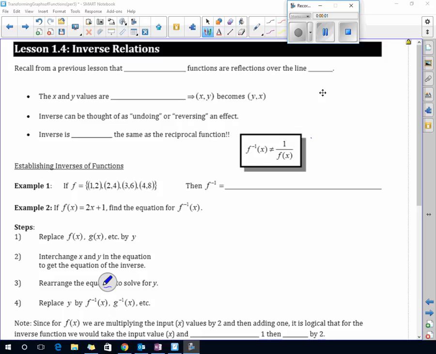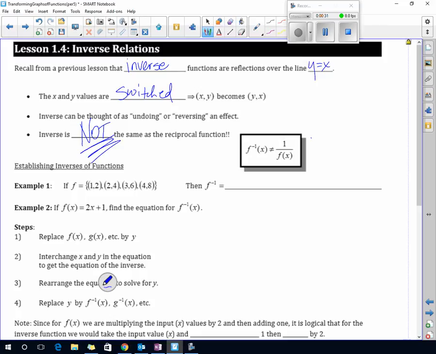and y values are switched, xy becomes yx. Inverse can be thought of as undoing or reversing an effect. Inverse is not the same, I can't repeat how much that is, not the same as a reciprocal function. A lot of students get confused and think that this -1 here is an exponent, but it is not. So here's a first example.